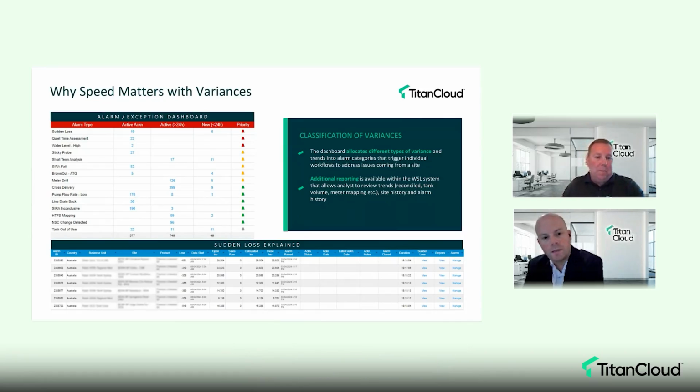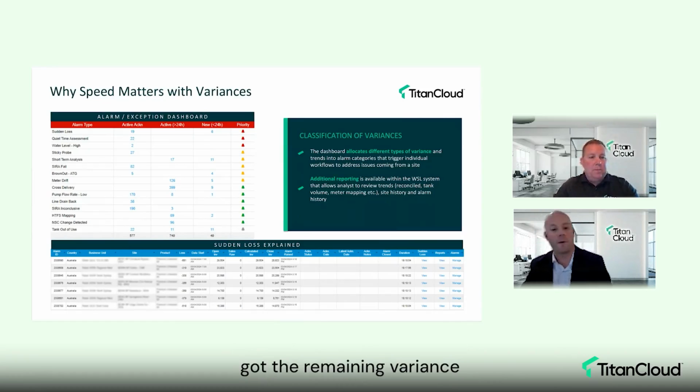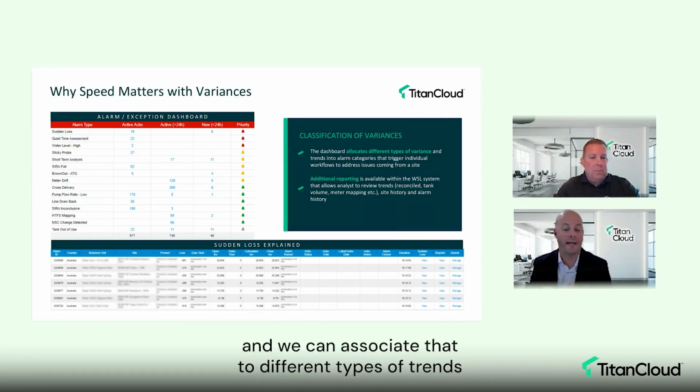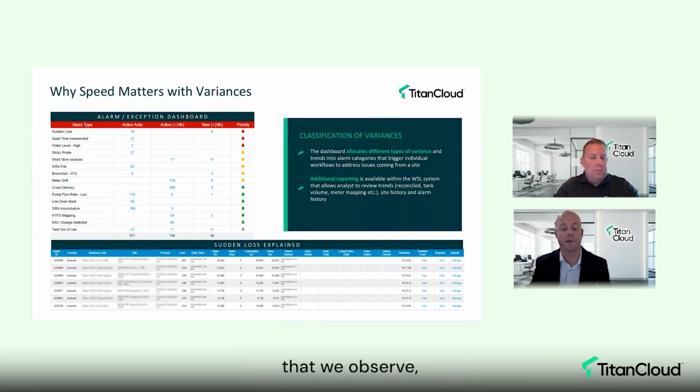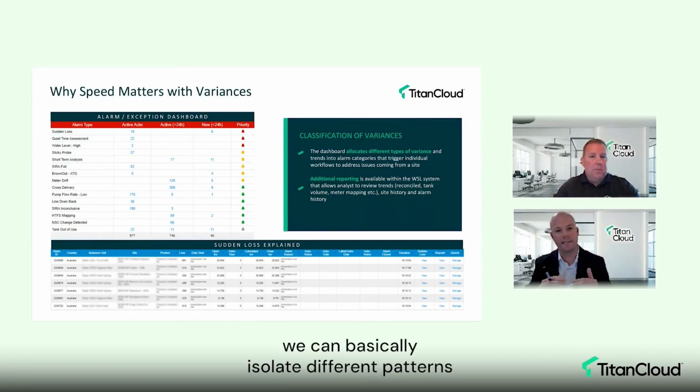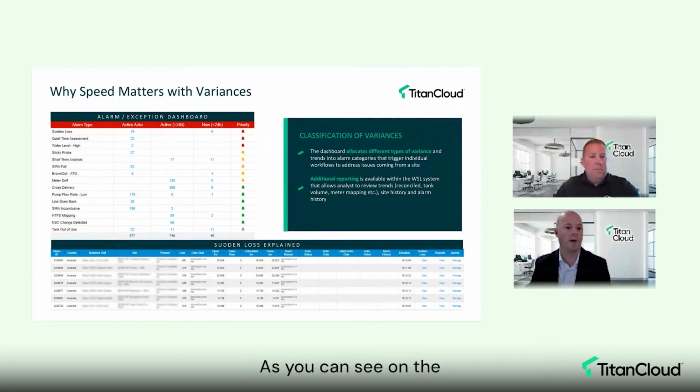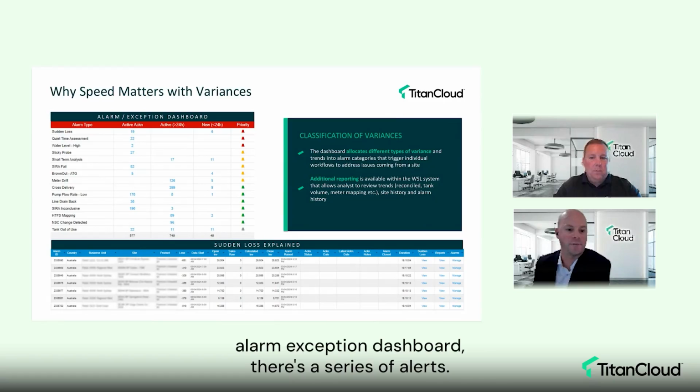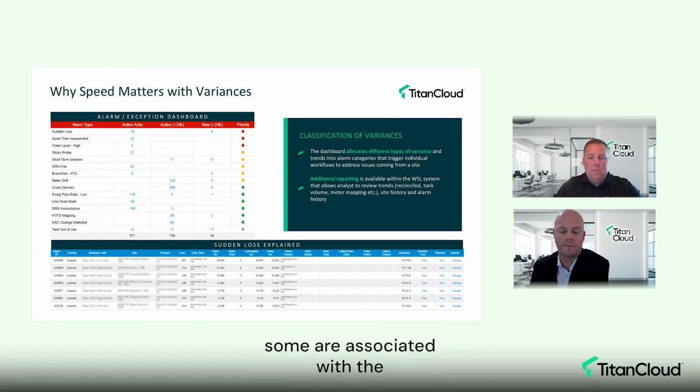Yeah. So as you mentioned, as we've got the remaining variance and we can associate that to different types of trends that we observe, we can basically isolate different patterns that we observe in the data and associate them to different types of alerts. So as you can see on the alarm exception dashboard, there's a series of alerts. Some of these are associated with fuel variances, some are associated with administrative issues.